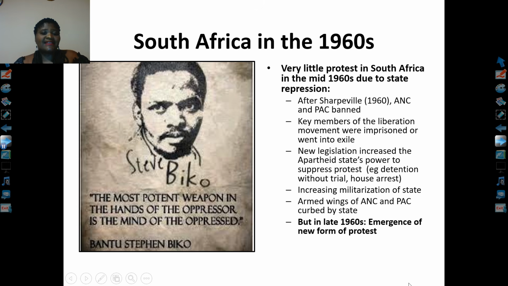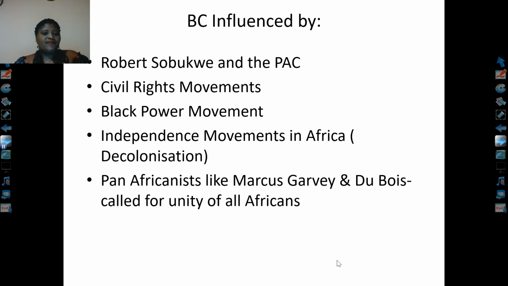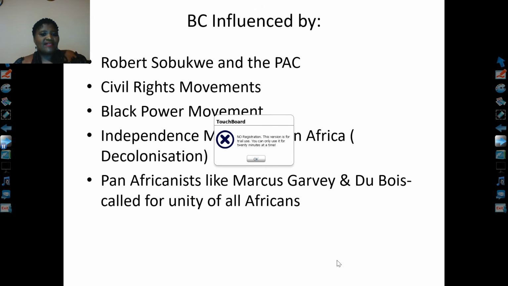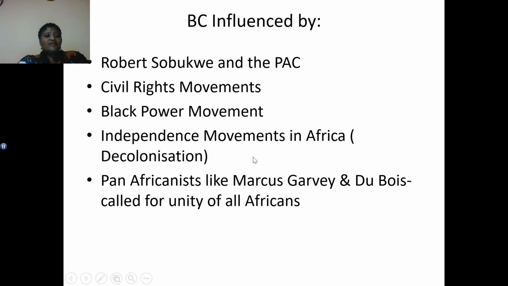So it was during that time that there was the emergence of the new form of protest, which was the Black consciousness. Then Steve Biko was the main person who was the proponent of this Black consciousness, and he was influenced by a number of things or by a number of people to follow this Black consciousness.